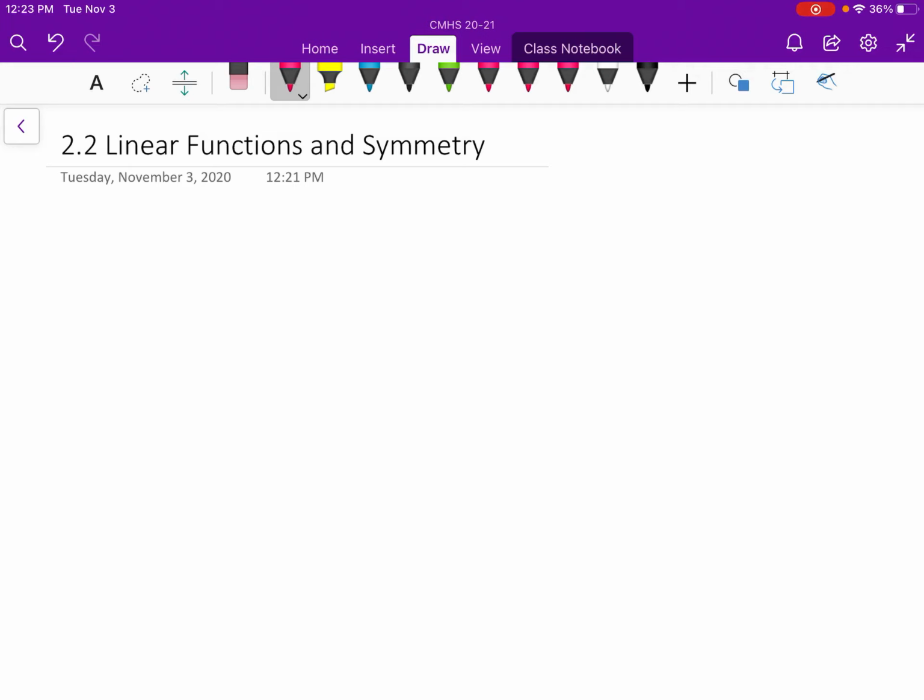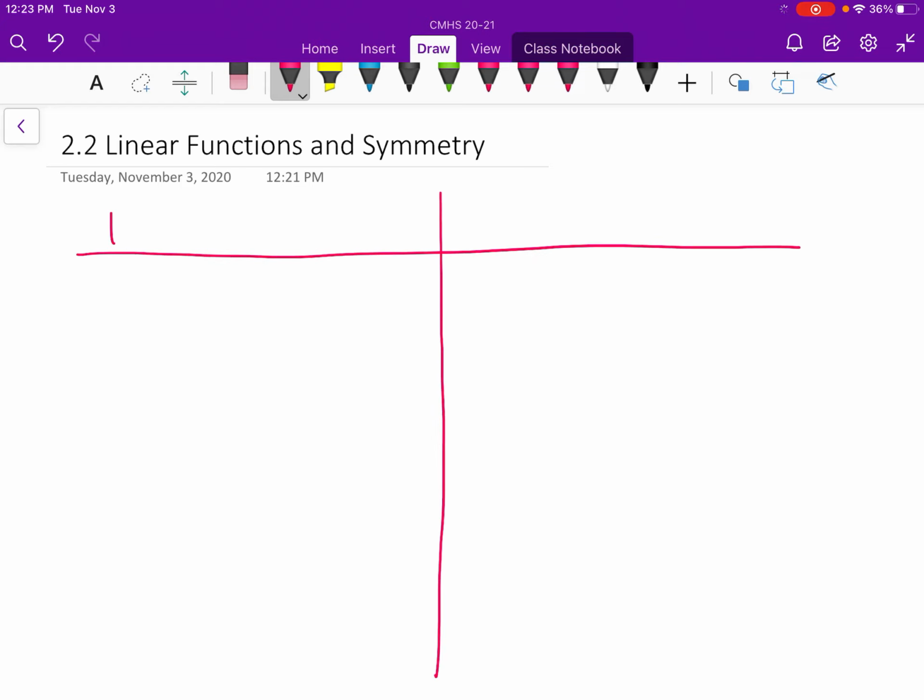Alright, so today we're going to be talking about symmetry and linear functions. So let's make a little t-chart here. Put a line down the middle. We'll say the left side is linear functions, and the right side is non-linear functions.